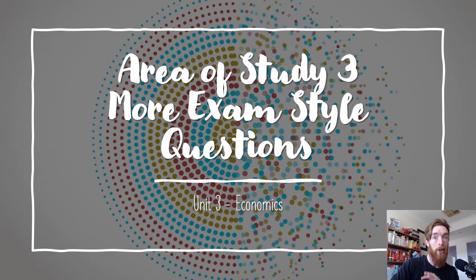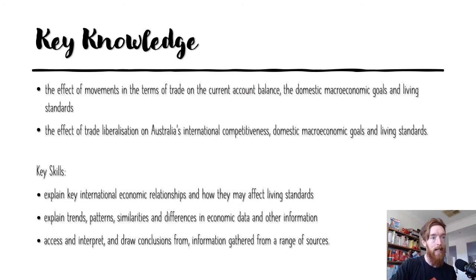So we're going to go straight into what our key knowledge is that we're looking at today. We're going to be looking at the effective movements of the terms of trade on the current account balance, domestic macroeconomic goals, and living standards. In this case, we're going to go straight into how the terms of trade affects the current account balance, or how it should affect the current account balance. And then we're also going to look at the effect of trade liberalization on living standards. And we're going to modernize a question to try and make it relevant to our current setting.